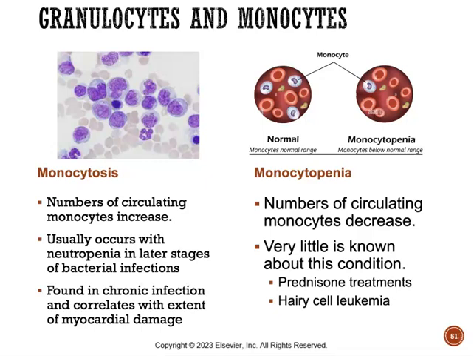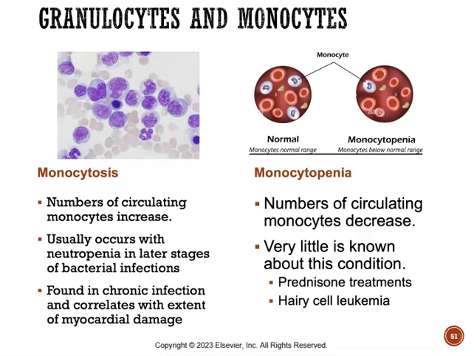And so if we have monocytosis, that means we have an increase of the monocytes, and it typically takes place alongside neutropenia. Remember, that's when we have a decrease in the number of neutrophils. And it tends to happen in the later stages of a bacterial infection. So it's also linked to chronic infections and even myocardial damage, where our monocyte levels correlate with the extent of that myocardial tissue injury. Again, injury to our heart tissue, that is.